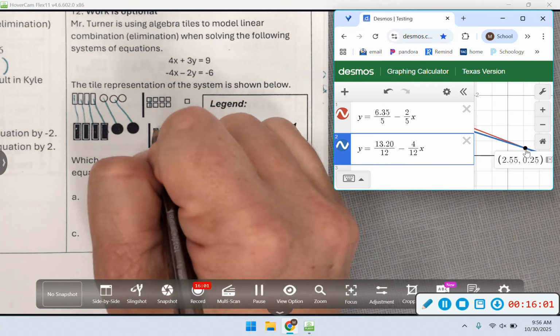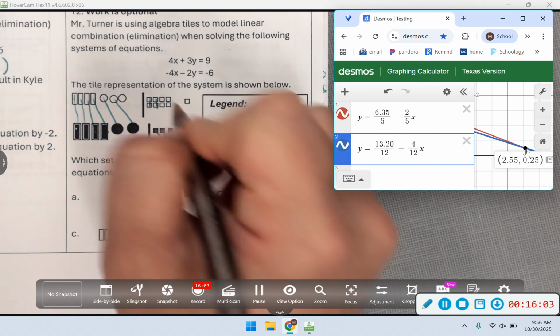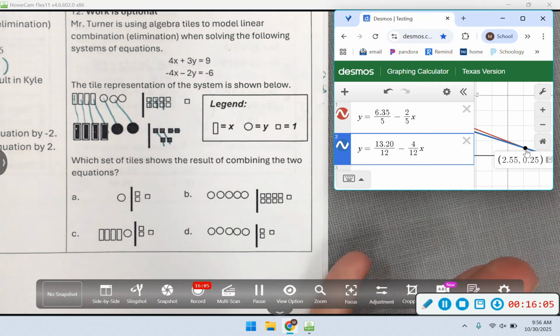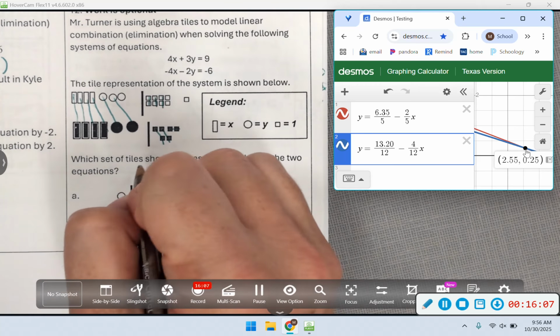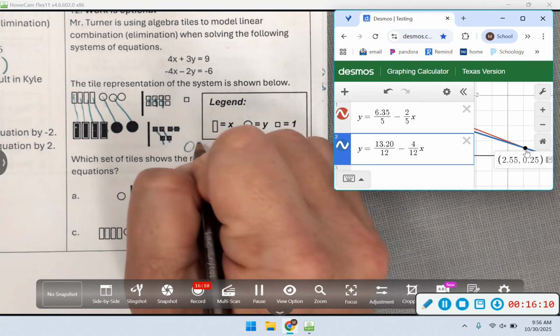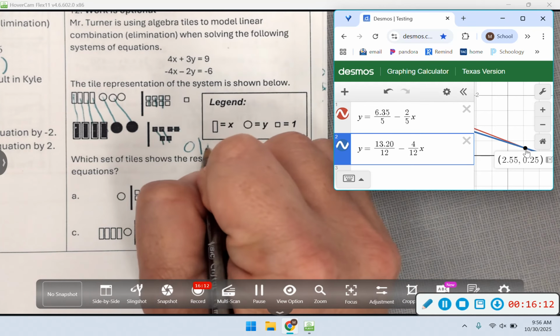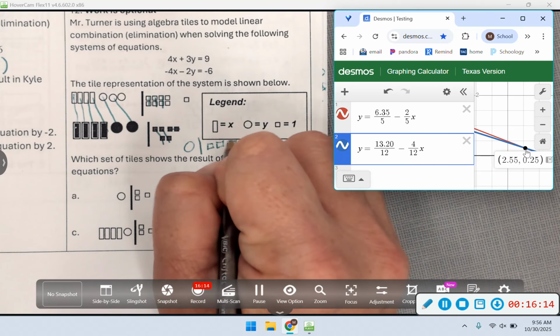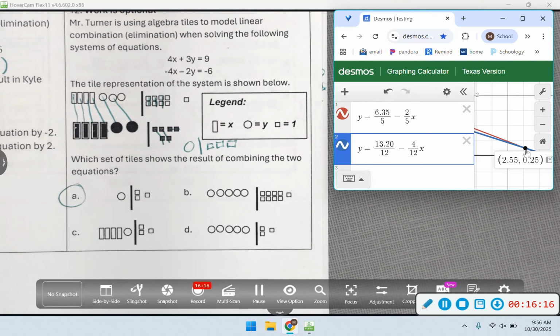These two cancel these two. These two cancel these two. These two cancel those two. And then I'm left with one circle. And then on the other side I have 1, 2, 3 singles. So what matches that? Well, A.